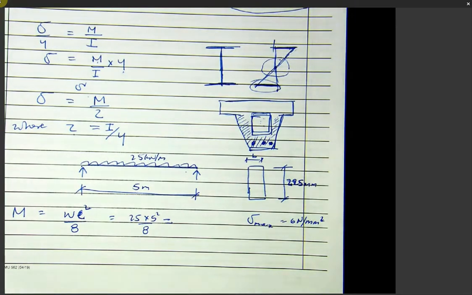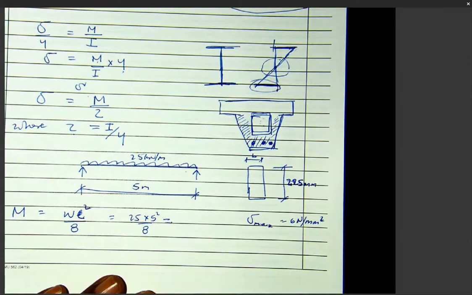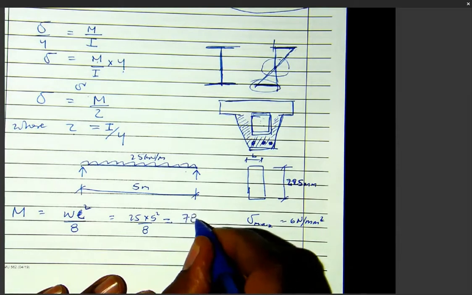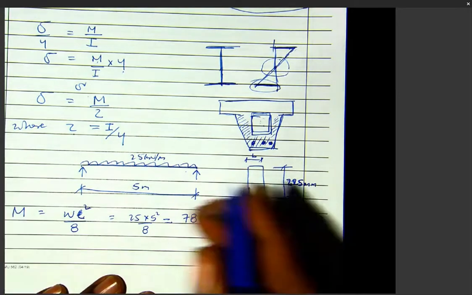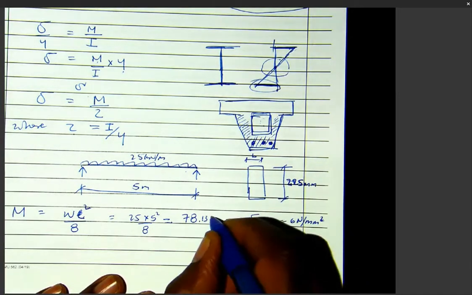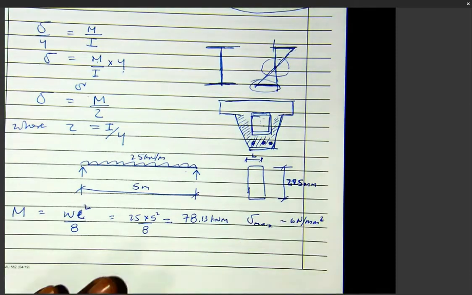And that gives me an opportunity to look for a calculator. I'll pause the video just to look for the calculator. Please forgive me, guys, for that. Okay, so what is my maximum moment? 25 times 5 squared divided by 8, which is 78.13 kilonewton meter. That is the maximum moment.